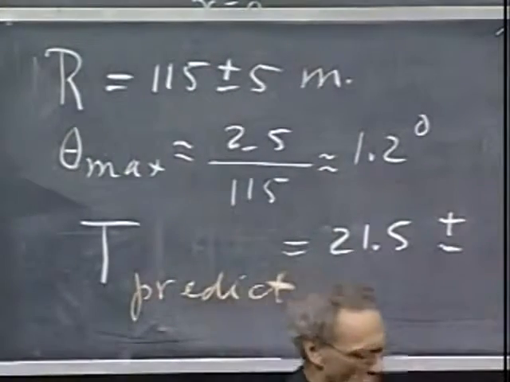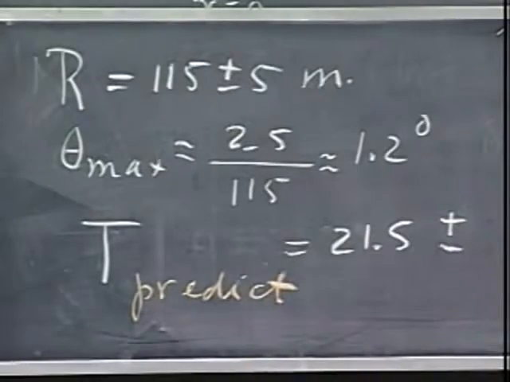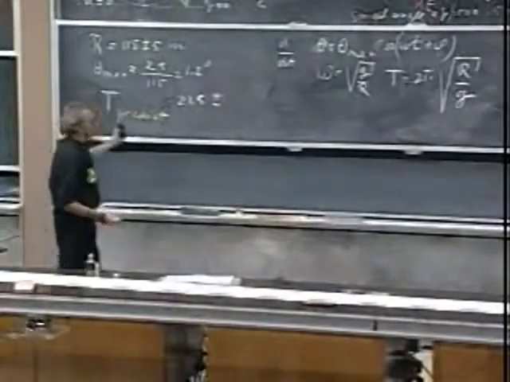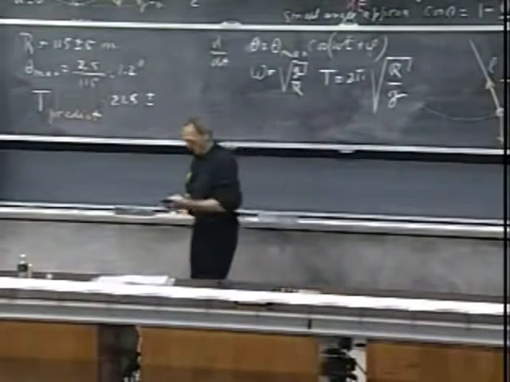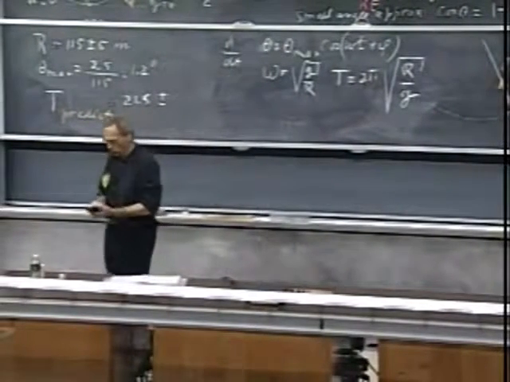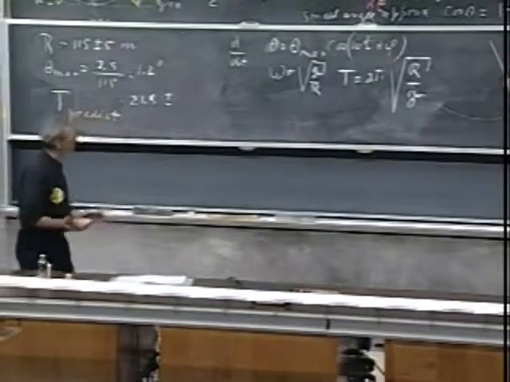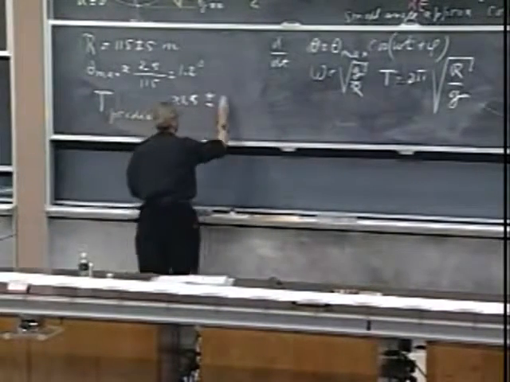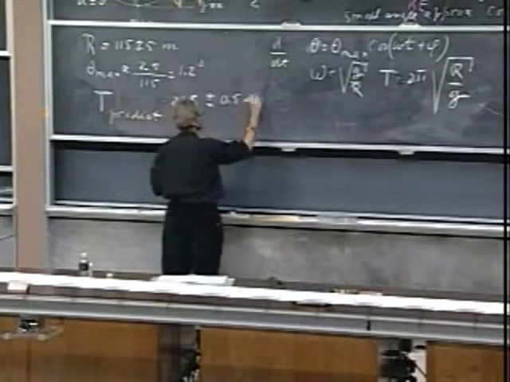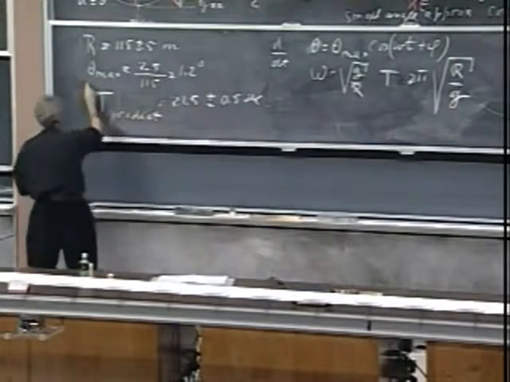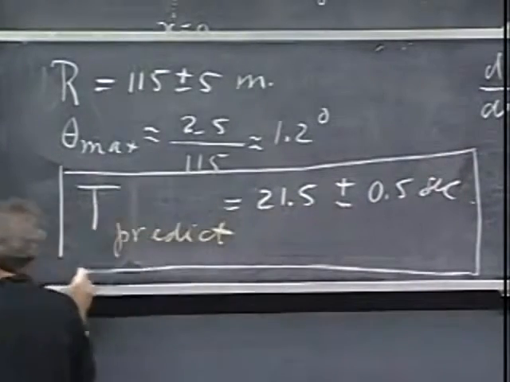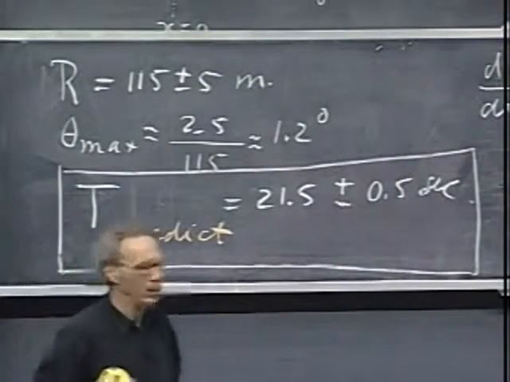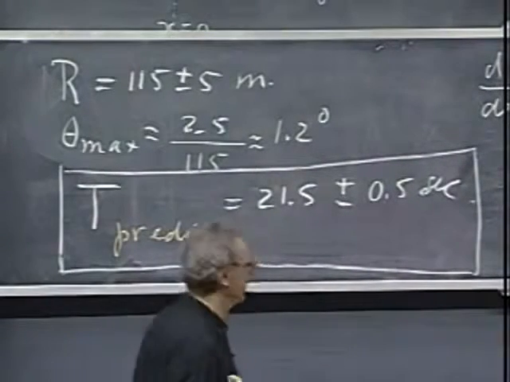The uncertainty in r is about 4.3%. Since we have the square root of r, that becomes 2.2%. So if I multiply that by 0.022, I get an uncertainty of about 0.47. Let's call this 0.5 seconds. So this is a hard prediction of what the period of an oscillation should be: 21.5 plus or minus a half second.